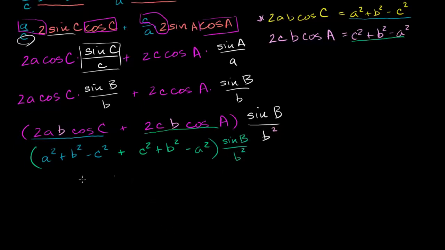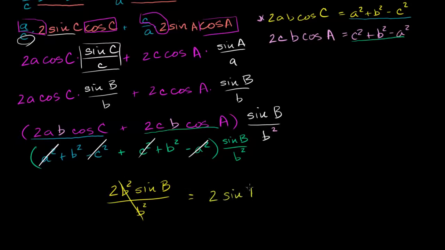Now, what does this give us? We have an a squared and a negative a squared. Things are starting to simplify. We have a negative c squared and a positive c squared. So what are we left with? We're just left with a 2b squared. So our whole expression has simplified to 2b squared sine of capital B over lowercase b squared. These cancel out. So our whole expression simplifies to 2 sine of B.